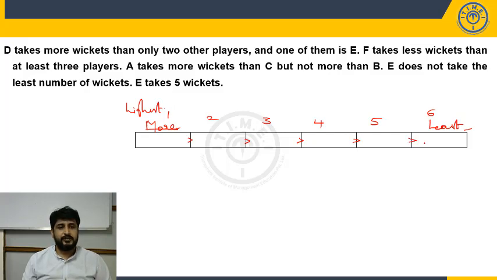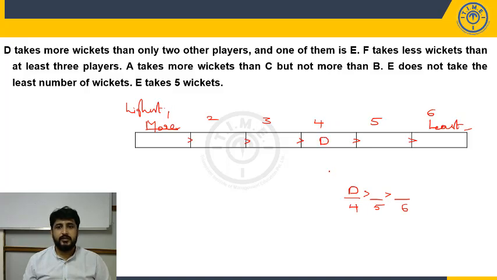What is the first clue given? D takes more wickets than only two other players. So according to the descending order, after D it has to be only 2. And D took more wickets than only two other persons. So this person must be sixth one and this person must be fifth one, and D has to be at fourth position. So D will be here.